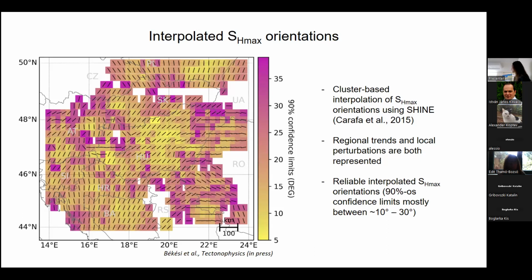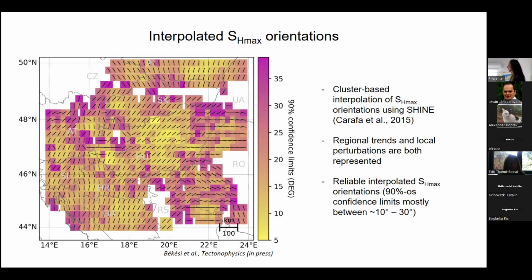In order to also infer the stress state where indicators were not available, we interpolated these orientations on a regular grid. For that, we used a cluster-based methodology. Basically, we managed to retrieve these orientations for almost the entire study area. So the background color shows the uncertainty of these interpolated orientations, which, as you see, are almost everywhere below 30 degrees. We made sure that on the basis of the regional trends, we also keep these local anomalies in the stress field.